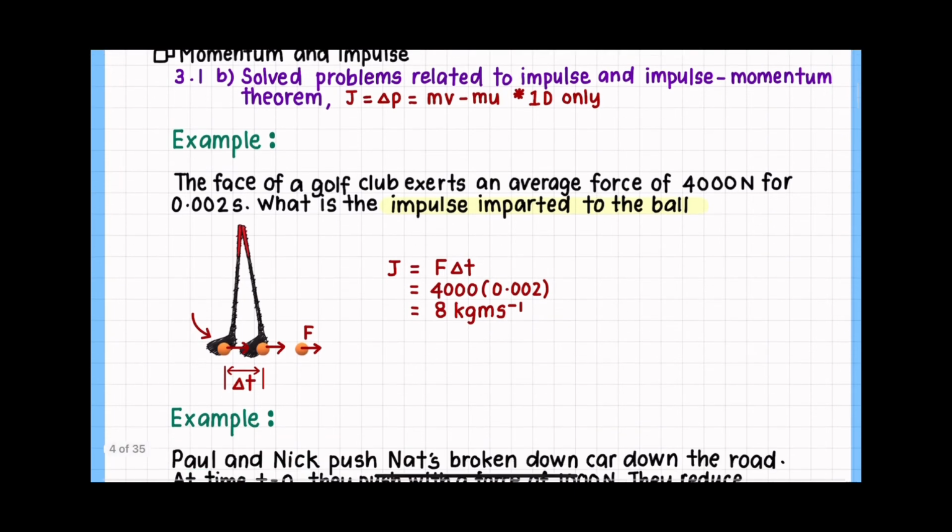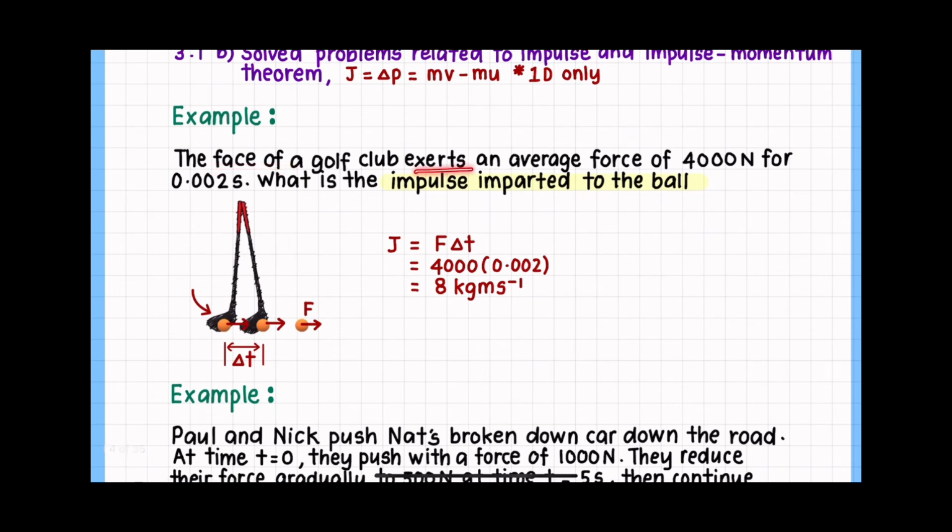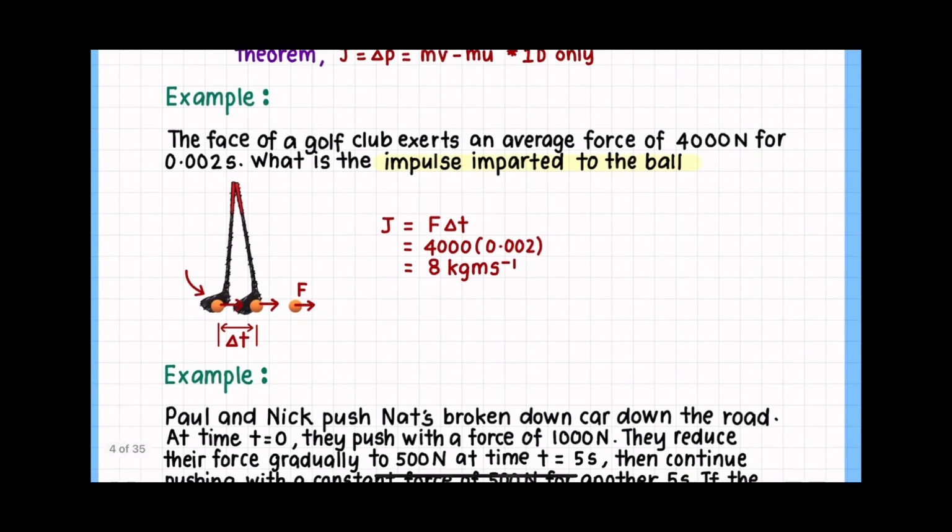Okay, so example, the face of the golf club exerts an average force of 4,000 Newton for 0.02 second. What is the impulse imparted to the ball? Okay, so nak cari impulse is equal to F delta t, where F supply to the ball is 4,000 Newton, times the time contact is 0.02. Maksudnya force to contact dengan ball. Okay, face of the golf club tu dia contact dengan ball adalah pada 0.02 second. So jawapan untuk impulse is 8 kg meter per second.